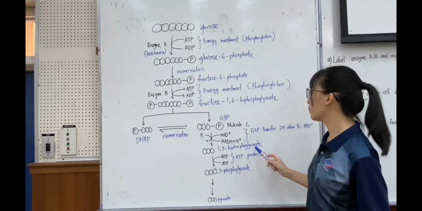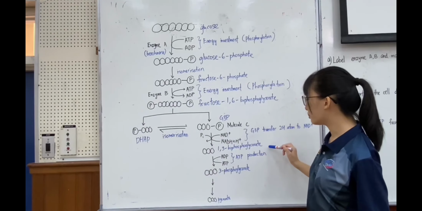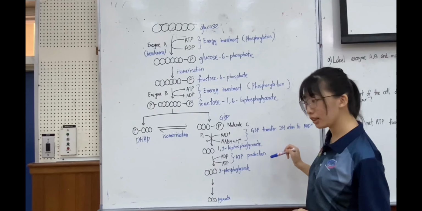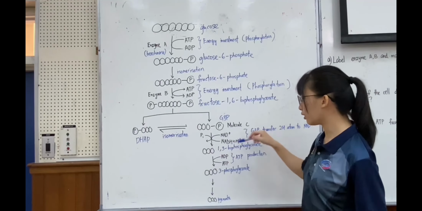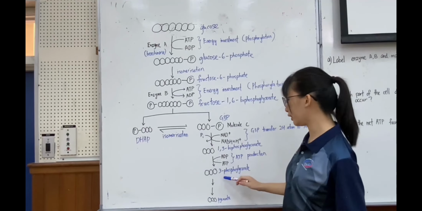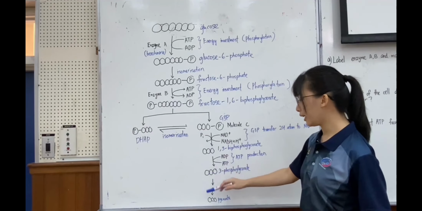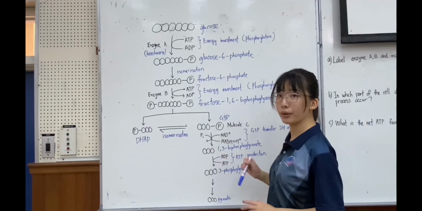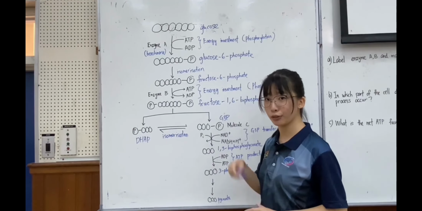1,3-biphosphoglycerate later will undergo substrate level phosphorylation, which here also occurs ATP production, and it will form 3-phosphoglycerate. And at last, pyruvate will be formed. So let's move to our question.